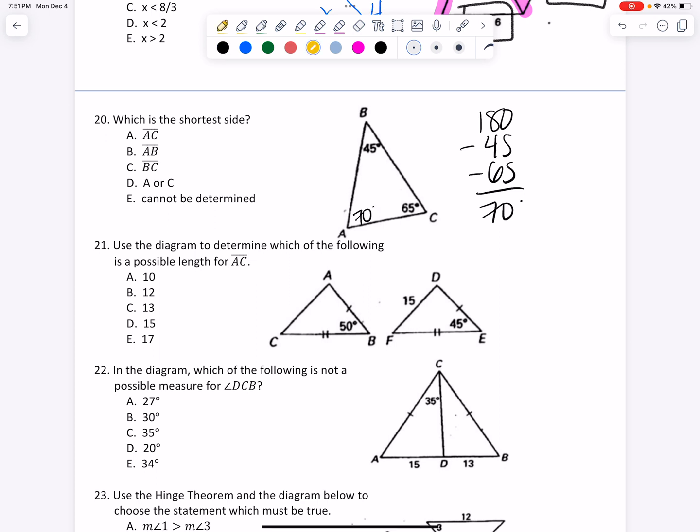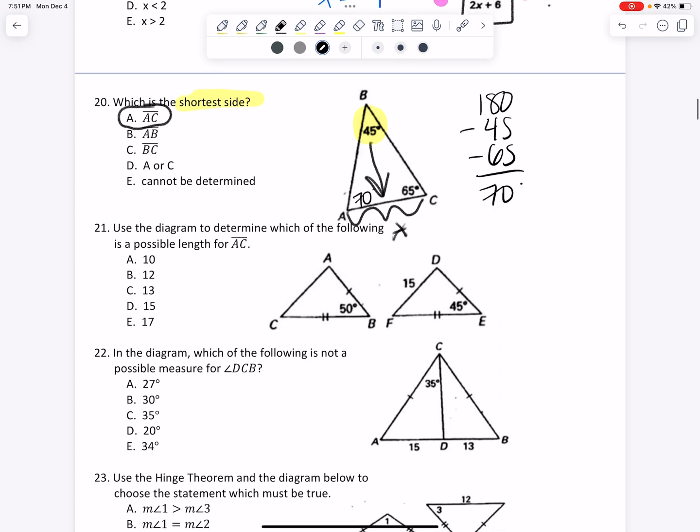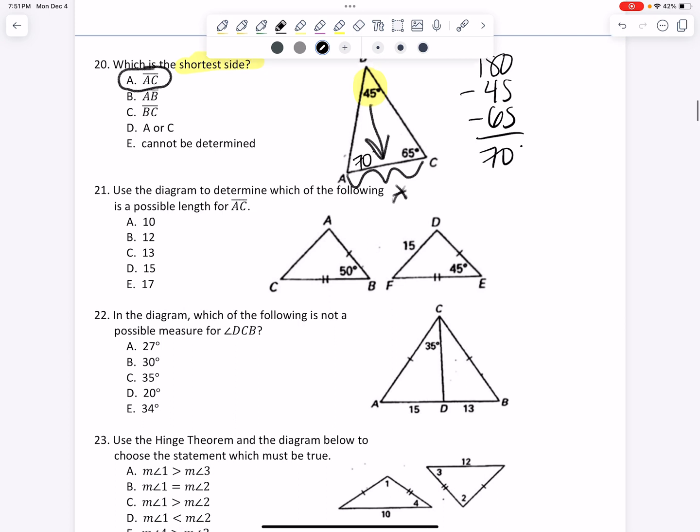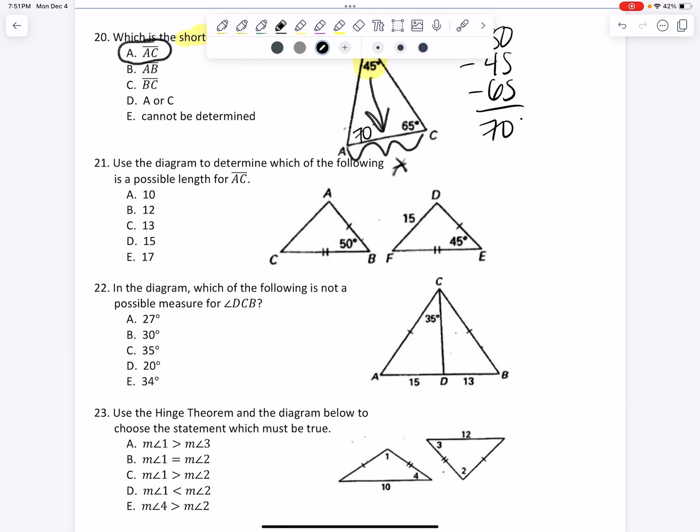So we know that it says, what is the shortest side? We know that the shortest side is going to lie opposite the smallest angle. So we say big side, big angle, small side, small angle. So what's the smallest angle in this picture? 45 degrees. What does that open up to? That opens up to this side, AC. So the shortest side is going to be AC. If we didn't have at least 2 out of the 3 angles, we wouldn't have been able to add any information, and we would have had to say cannot be determined. But we were able to calculate that third angle.